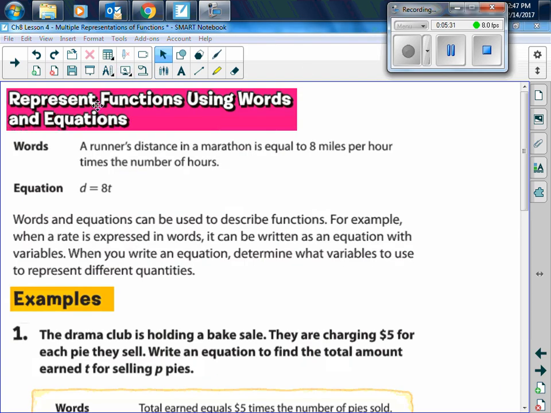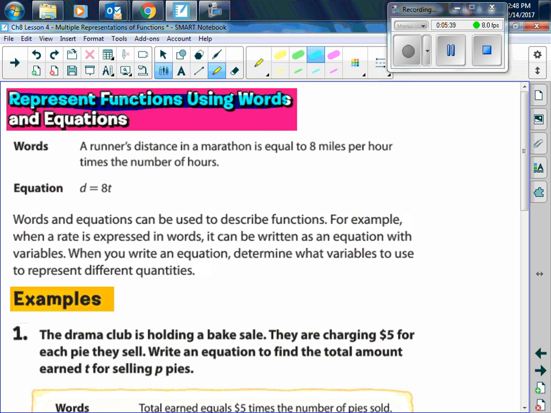So now we're going to represent functions using words and equations. Make sure you write down your heading. Represent functions using words and equations. Here in words it says a runner's distance in a marathon is equal to 8 miles per hour times the number of hours.